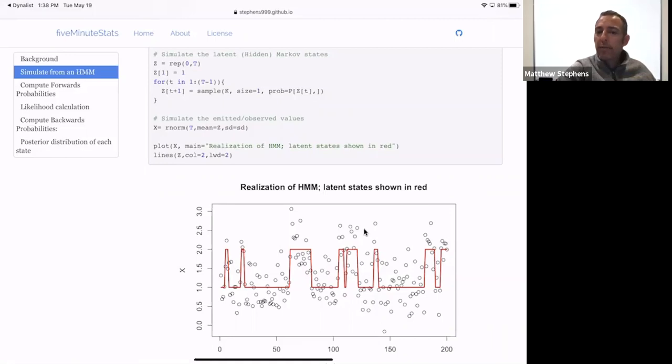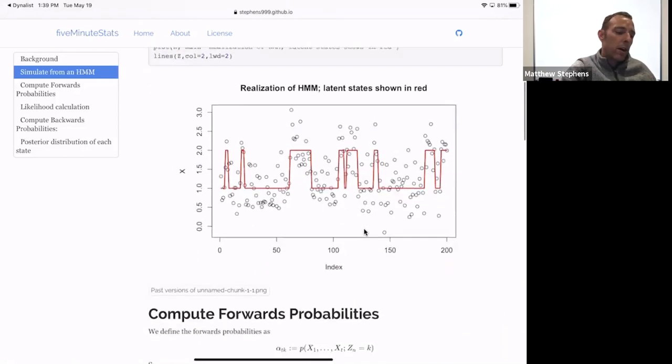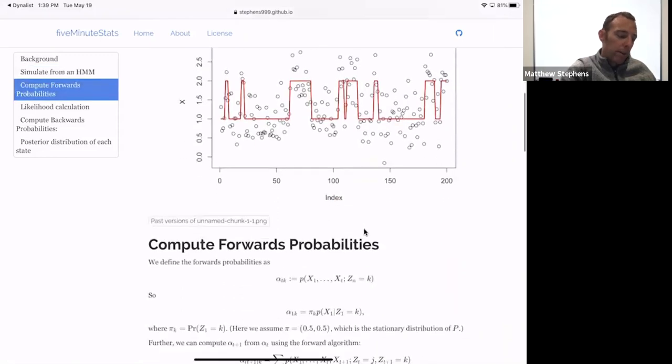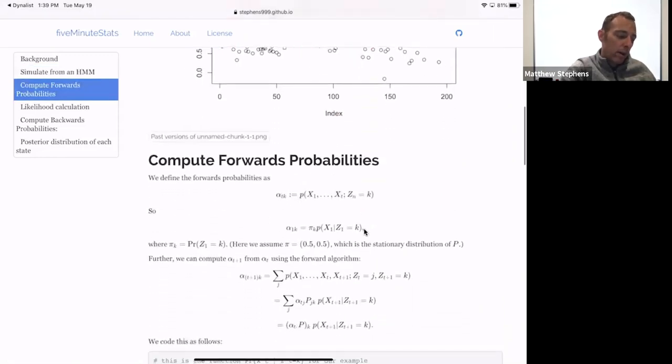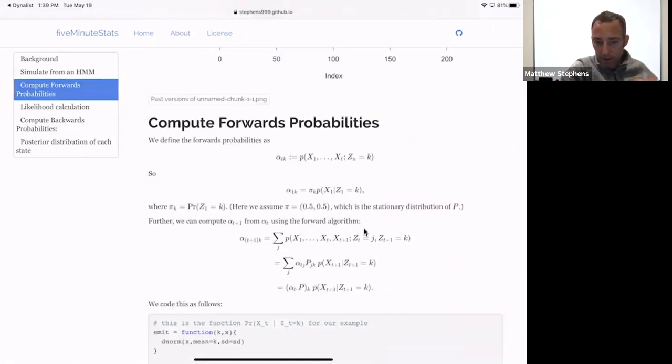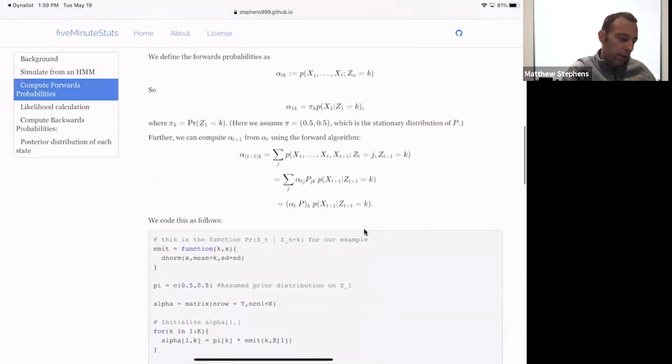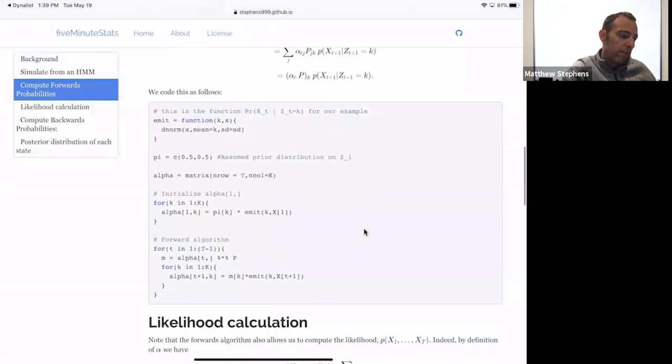So that helps a bit. The general change point problem would allow for different means, but we could do that by allowing for more than 2 states as well. But okay, so here are the forwards probability calculations. It's just the same math as before, and here's the code, so you can take a look at that.